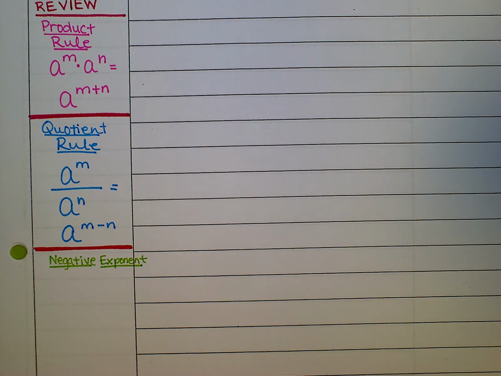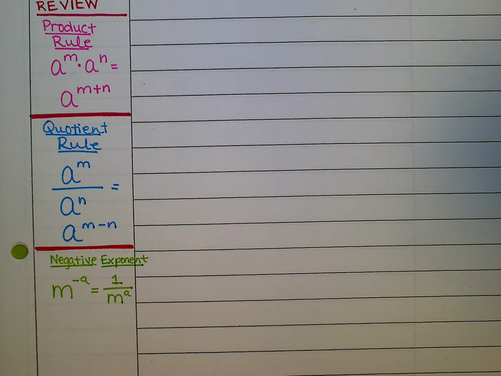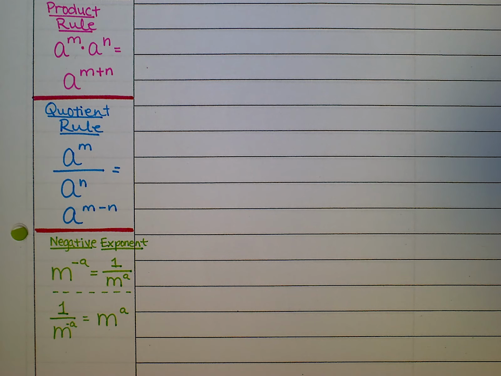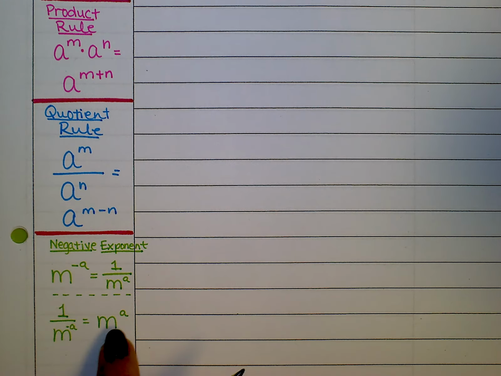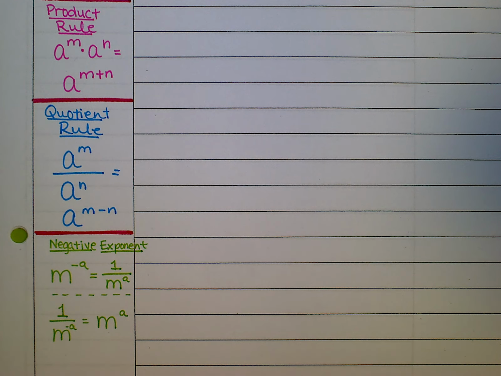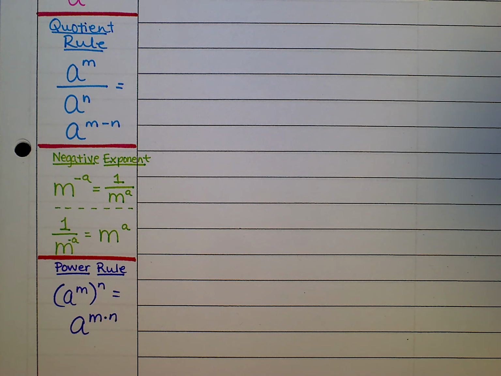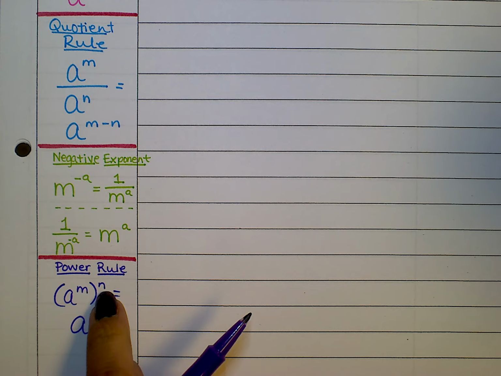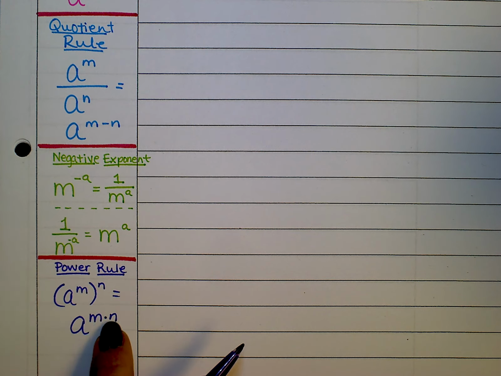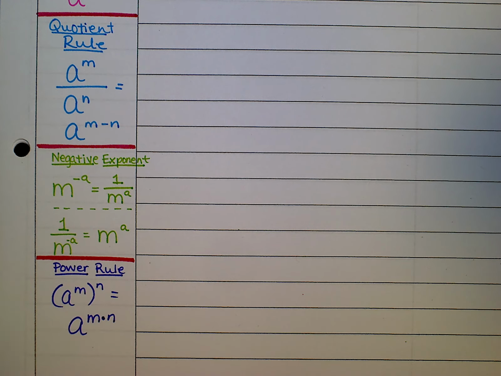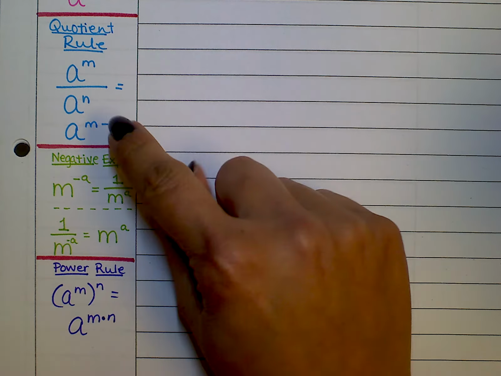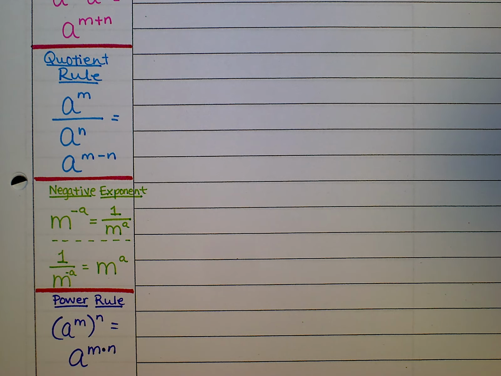Next we have our negative exponent rule, and that's m to the negative a is equivalent to 1 over m to the positive a, or 1 over m to the power of negative a is equivalent to m to the power of positive a. And lastly, we have our power rule, and that says a to the power of m raised to the power of n equals a to the power of m times n. So you simply multiply the exponents, you flip the exponents, you subtract the exponents, or you add the exponents. So let's go ahead and move on to our next part.